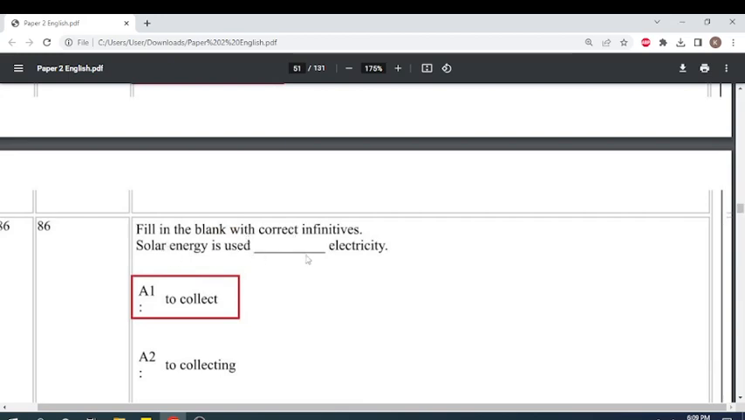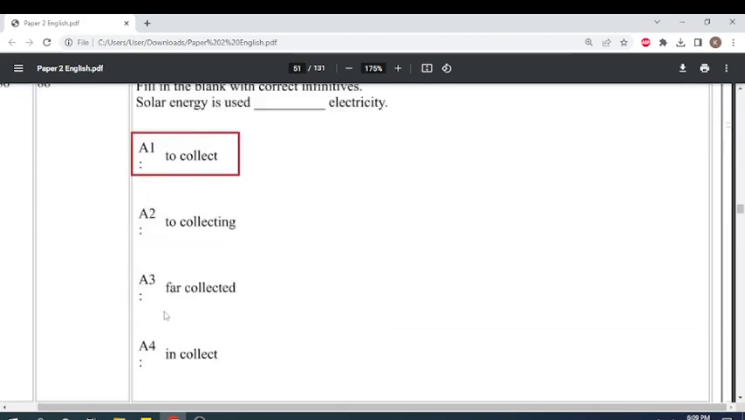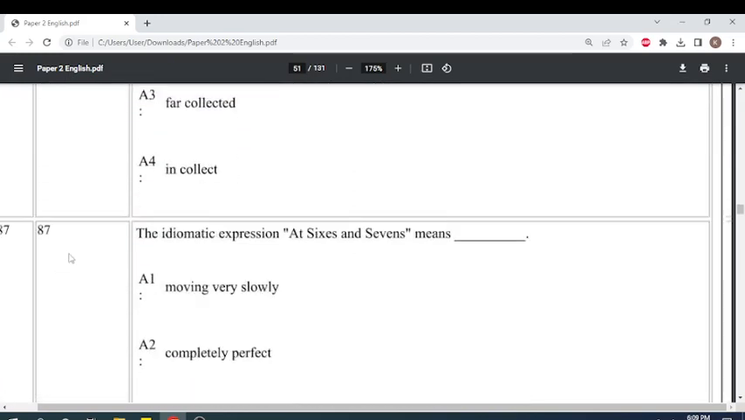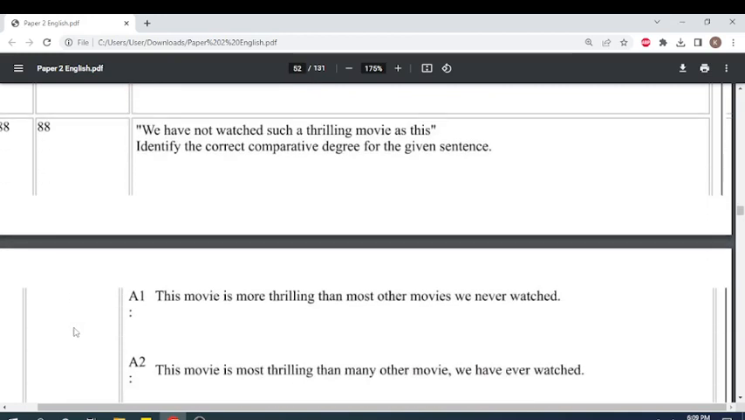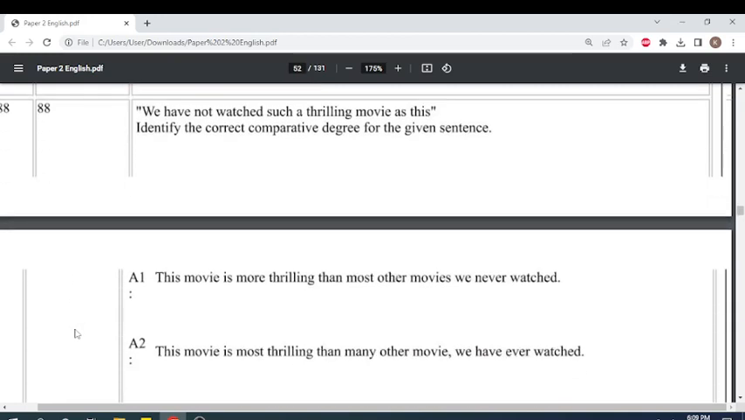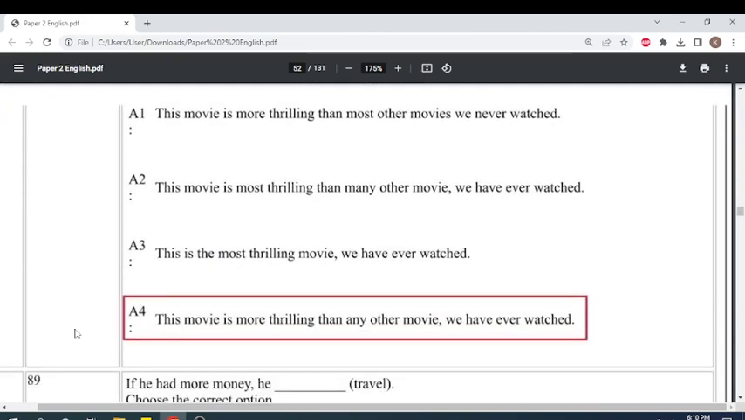Solar energy is used dash electricity. A1, to collect. 87. The idiomatic expression at sixes and sevens means dash. Answer A4, in a state of disorder. 88. We have not watched such a thrilling movie as this. Identify the correct comparative degree for the given sentence. Answer A4, this movie is more thrilling than any other movie we have ever watched.